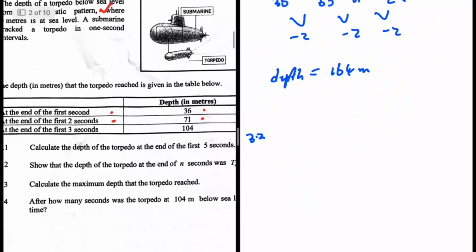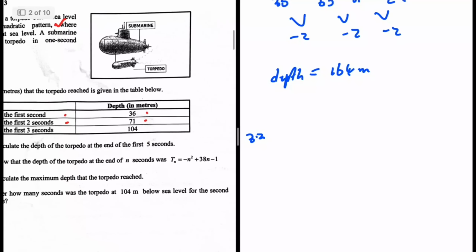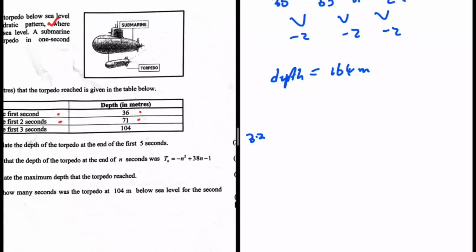Show that the depth of the object at the end of n seconds, Tn, is equal to minus n squared plus 38n minus 1. Because we know that it is a quadratic pattern, we can say 2a is equal to the second difference, which is minus 2. So a is equal to minus 1.